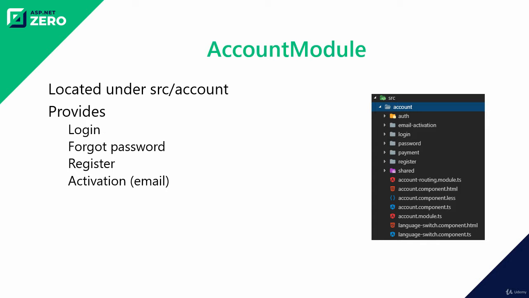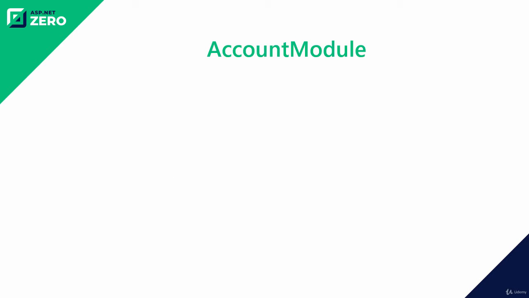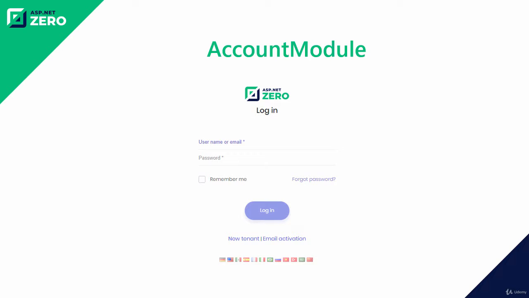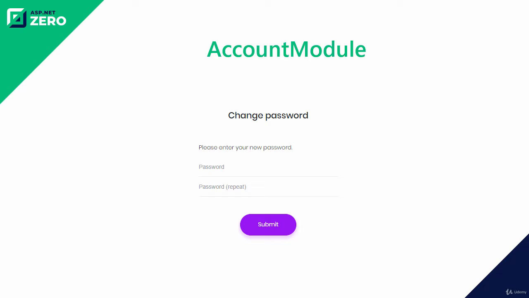In this module, you'll find several pages and components which will give you application account functionality, including login, registration, forgot password, and email activation. The default built-in UI that comes with ASP.NET Zero already looks very nice. Here you can see an example of the login component. If we configure the application to support multiple tenants, from this screen it will also be possible to make the tenant selection. A change of password option is also built in.